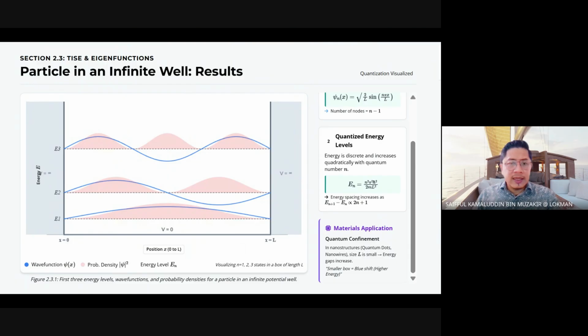So what else? This model is useful because it gives us a clean example of quantum confinement. What does it mean by quantum confinement, sir? Now, one more jargon, quantum confinement. So quantum confinement is like this. The electron in a bulk semiconductor.